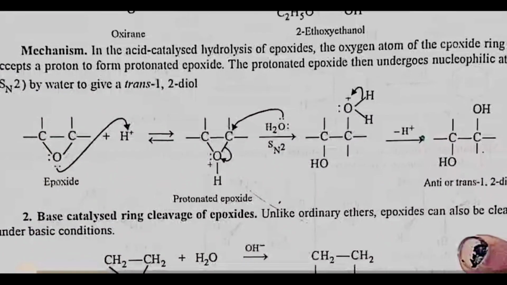Mechanism. In the acid catalyzed hydrolysis of epoxides, the oxygen atom of the epoxide ring first accepts a proton to form a protonated epoxide. The protonated epoxide then undergoes nucleophilic attack, SN2, by water to give a trans 1,2-diol.